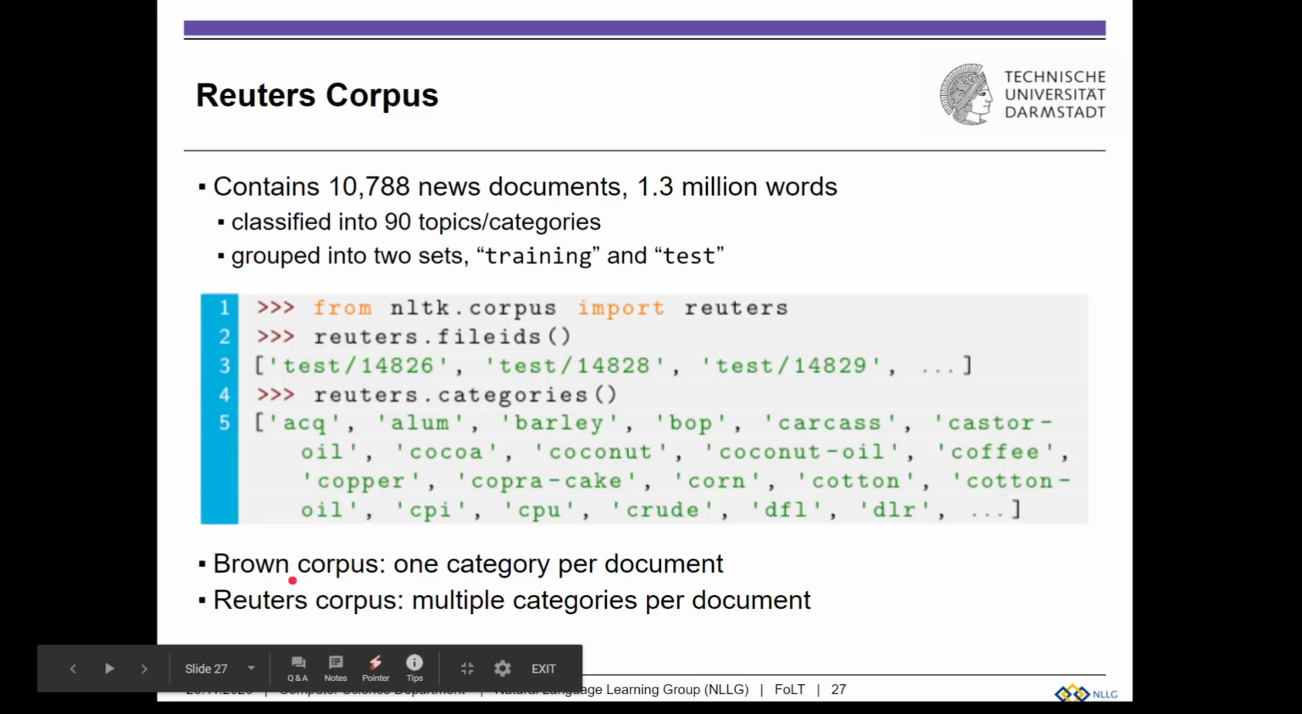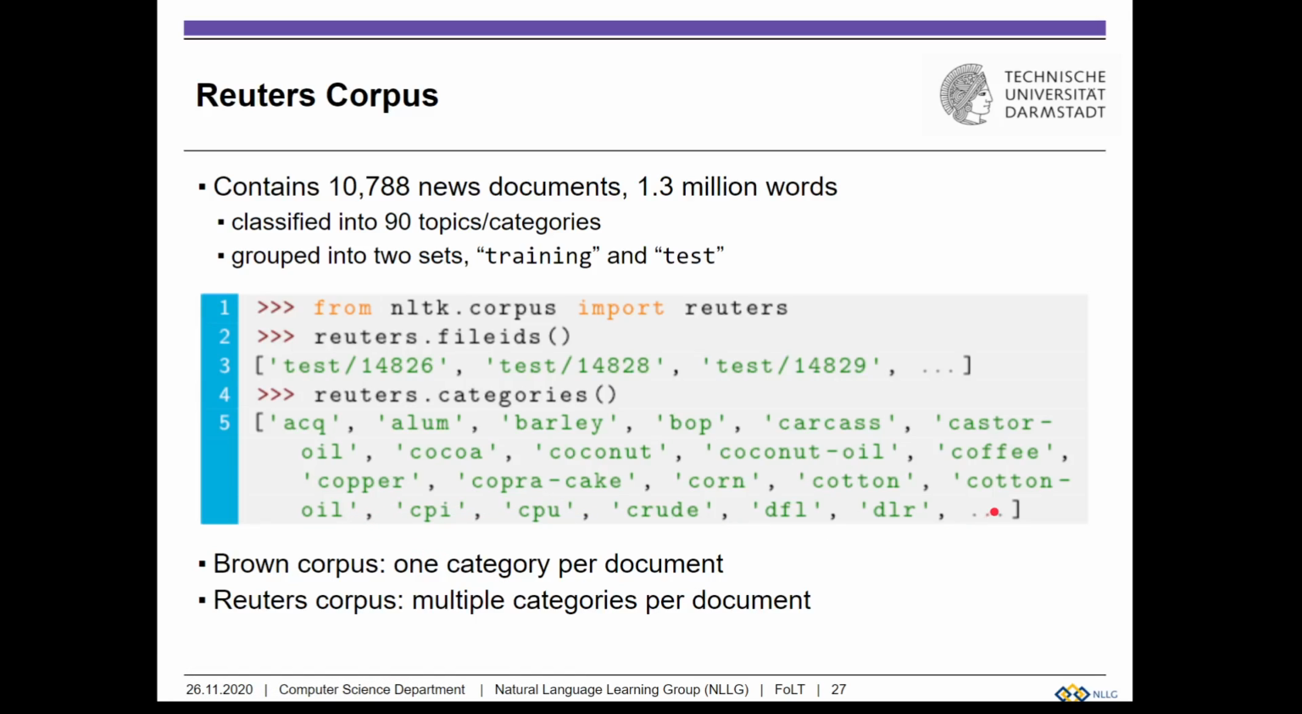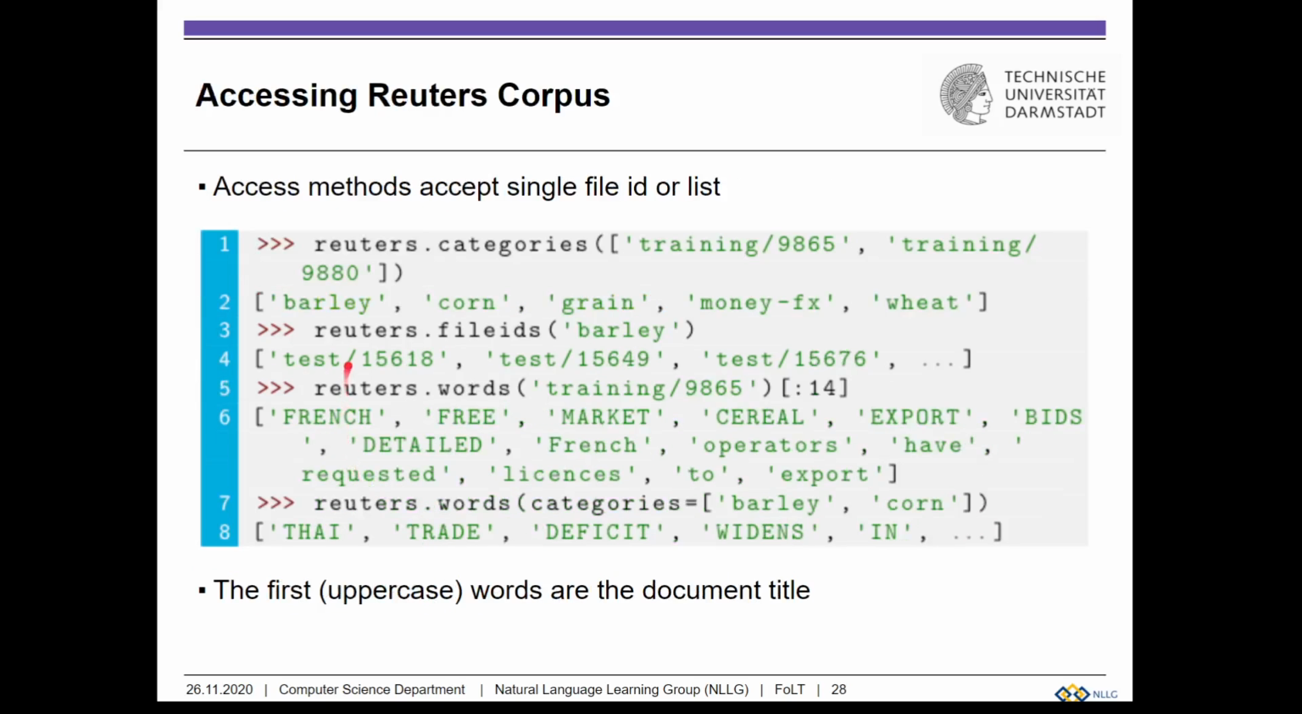If we compare the Brown versus the Reuters corpus, they have one distinguishing aspect from a machine learning community. In the Brown corpus, each document is assigned exactly one label, one class, one category, whereas in the Reuters corpus, one document can have multiple categories. So that we can say this document is about cotton oil, and is also about copper.